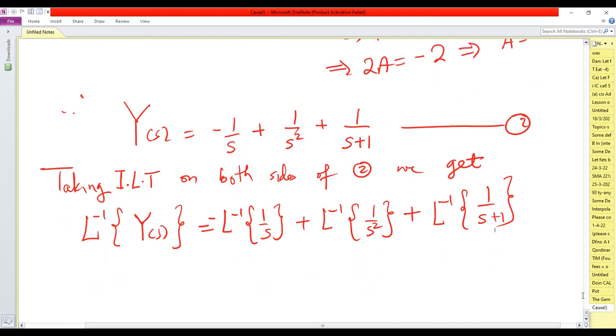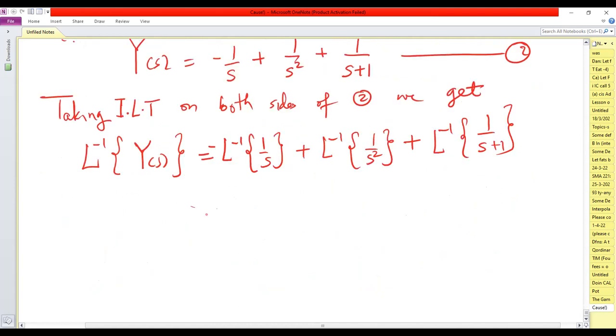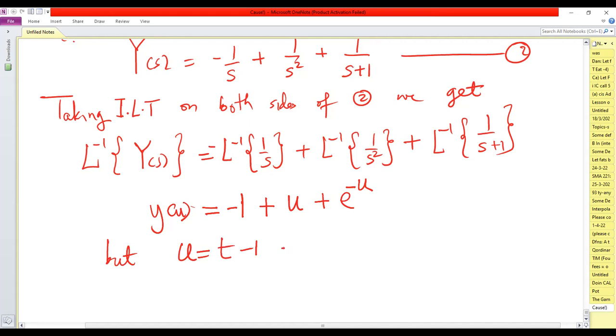The inverse Laplace transform of 1 over s is 1. So this will give us negative 1, plus the inverse Laplace transform of 1 over s squared will just give us u, because the variable of y is u, so this function y is in terms of u, and this other one will be plus e raised to power negative u. But we know that u is given by t minus 1, which means the function y of t will be given by negative 1 plus t minus 1, and then plus e raised to power negative t minus 1.